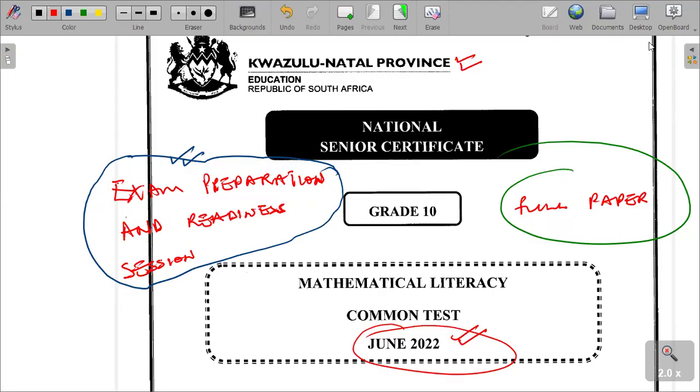I'm going to give you a full paper of common test. This is from KZN province, grade 10 maths lit. Let's quickly just go over it, and then I just want to make sure that all of you are not going to fail this exam at the end of the year. So just check and watch and follow very closely. Without wasting any time, let's just go through our paper.